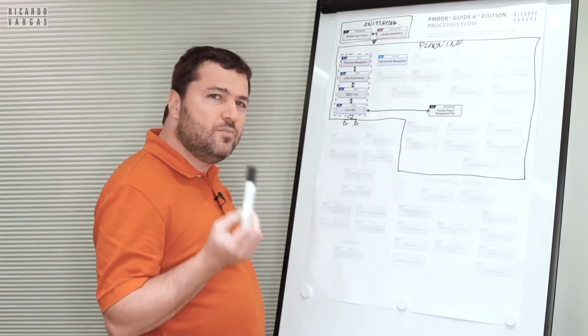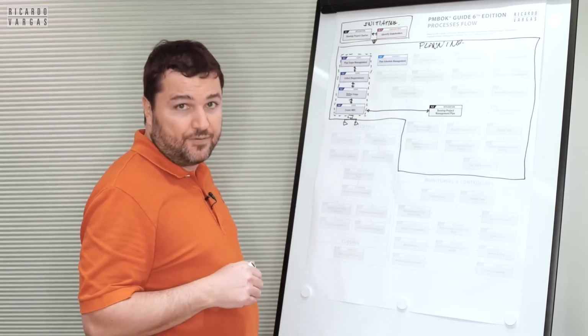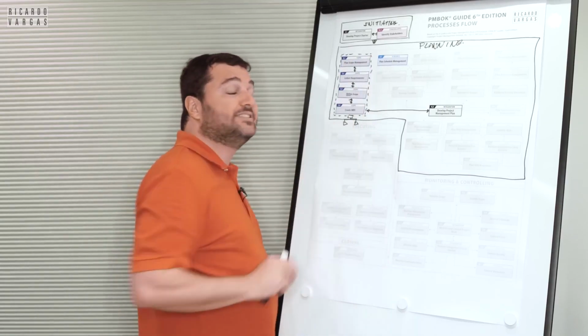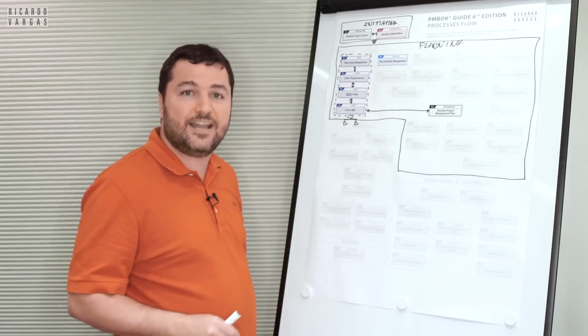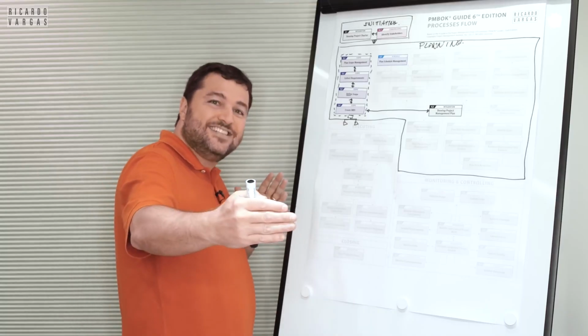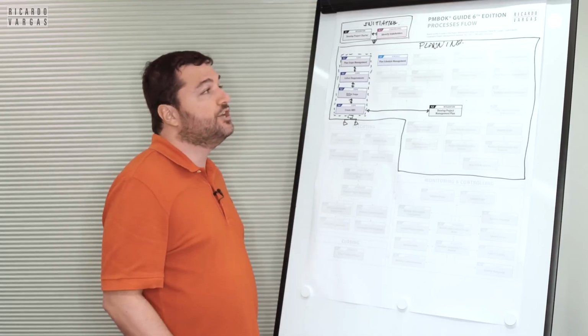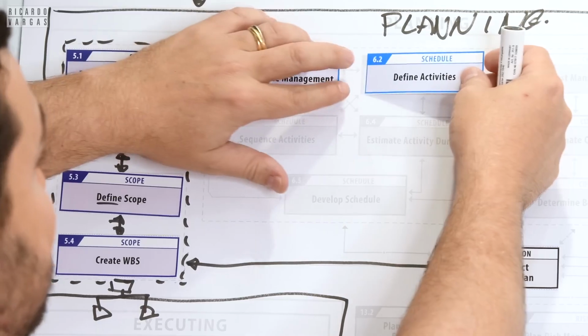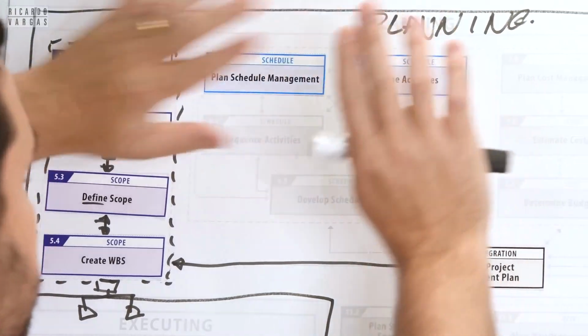And one point that you may notice, for those who are coming from the PMBOK 5th edition, is that it used to be called time, and now it's called schedule because we are talking about the time and how time flows in your project. After that, you will define the activities. Very, very important here.